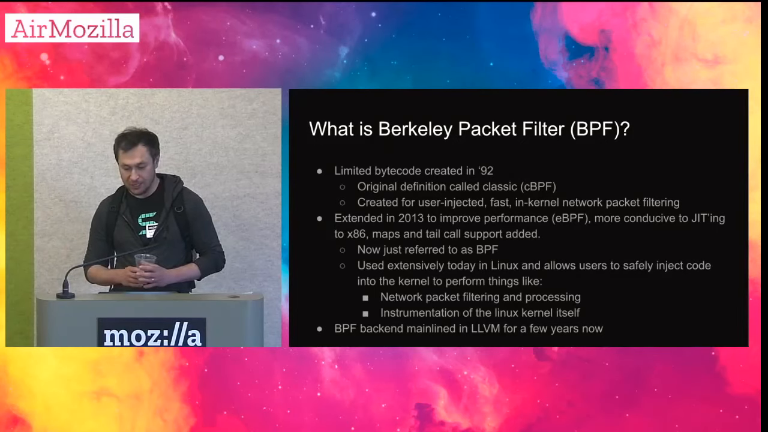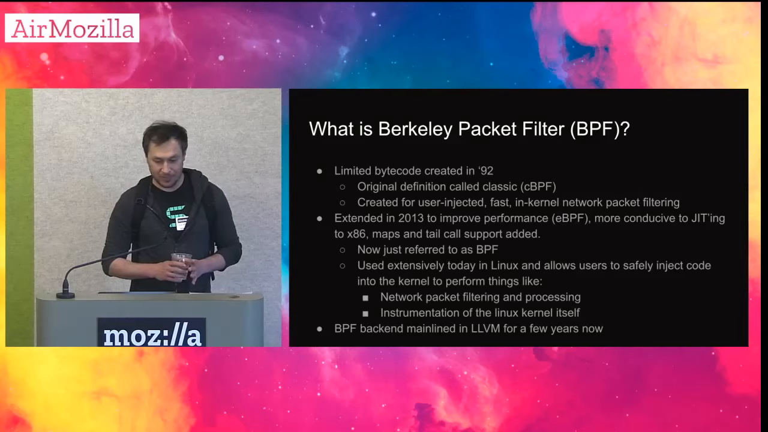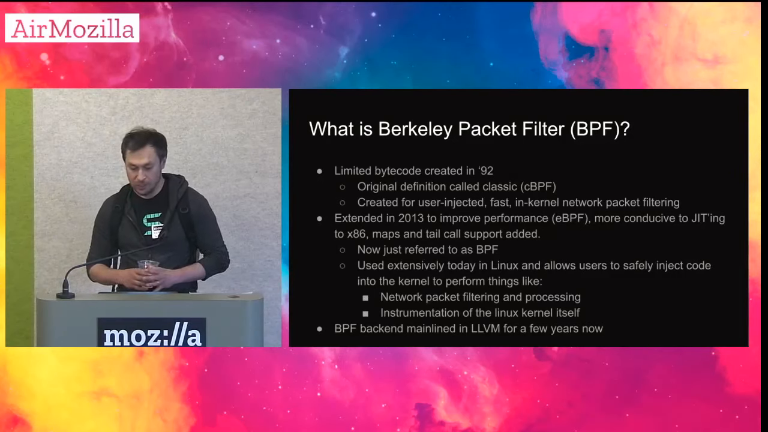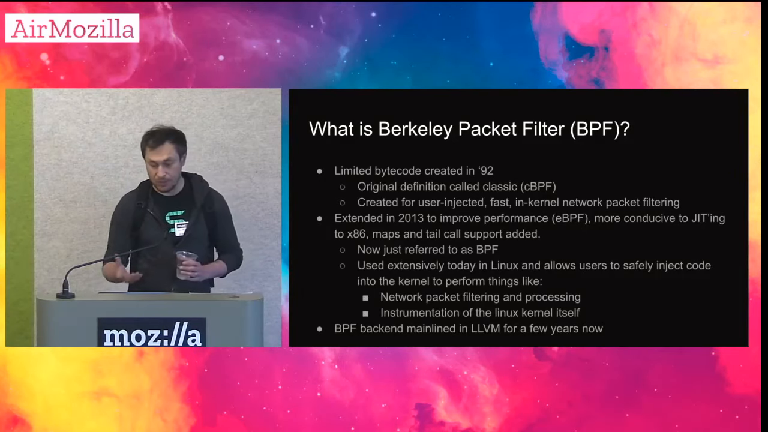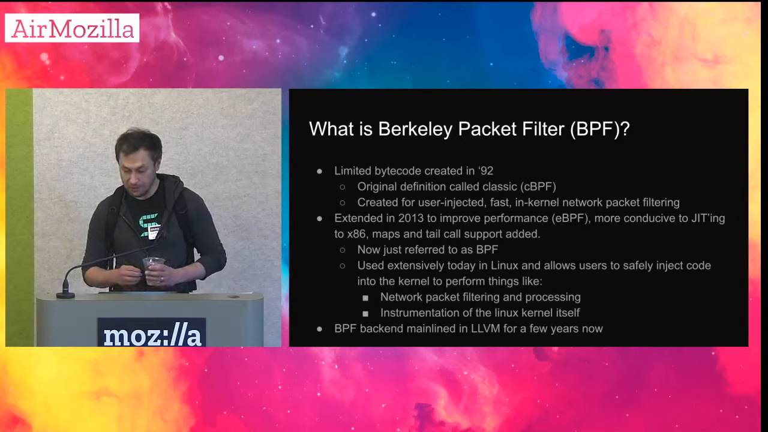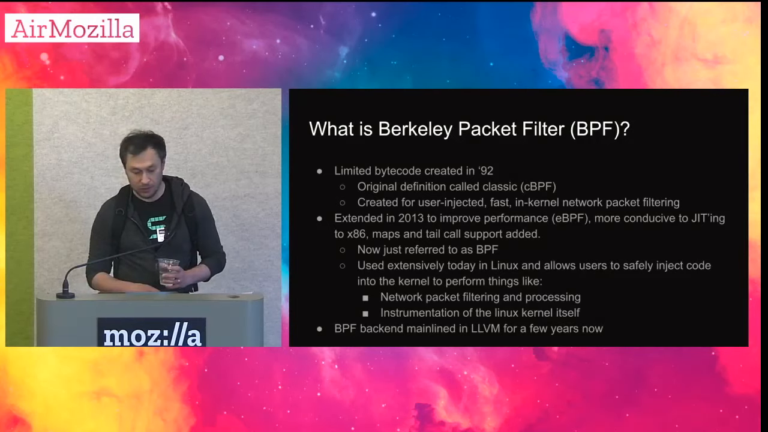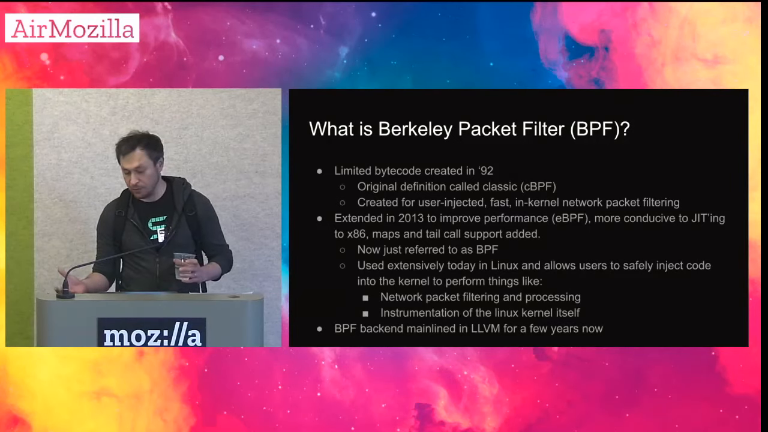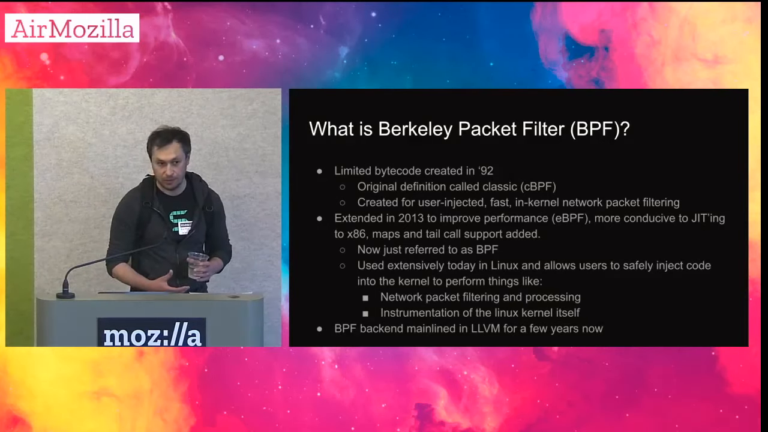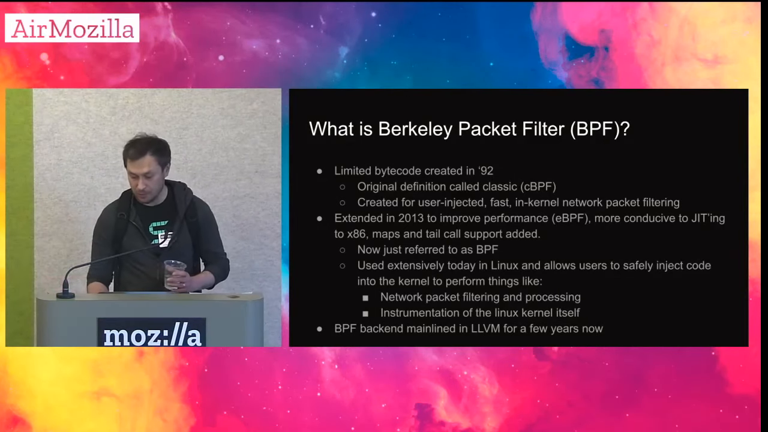In 2013, 2 registers didn't seem like enough, and 64-bit register sets had been out for a while. So it was updated to eBPF, which is now simply called BPF, and this expanded the register set from 2 to 10 registers, and added a bunch of 64-bit registers, and the BPF backend was mainlined into LLVM, the same compiler used by Rust.